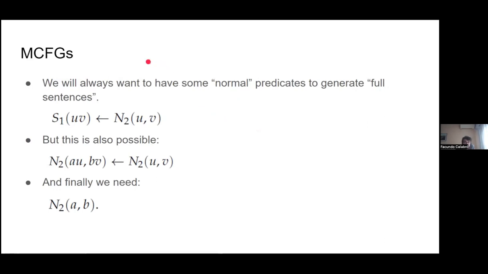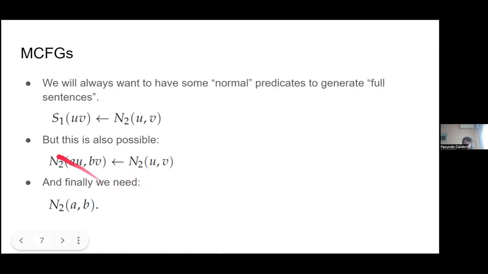Okay, so in addition to that, we will always want to have some normal predicates like this one, I mean, with dimension 1 to generate full sentences. So at the end of the derivation, we will need a rule that finally concatenates the pair of strings. But this is also possible. So along the derivation, we may also have two-dimension predicates at both sides of the rule, which is obvious.